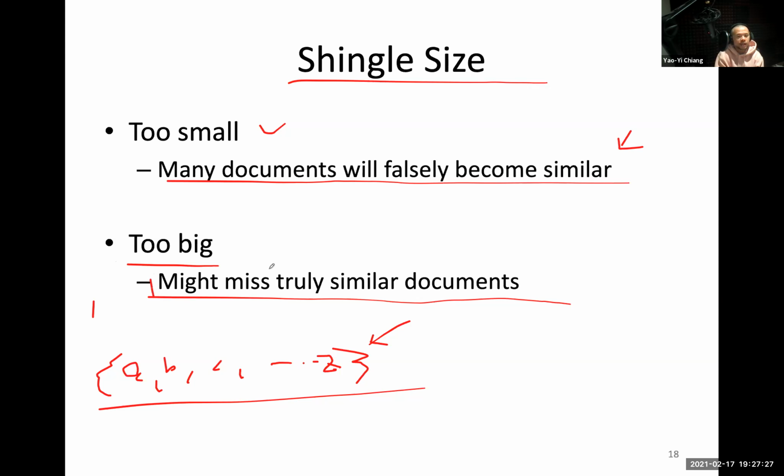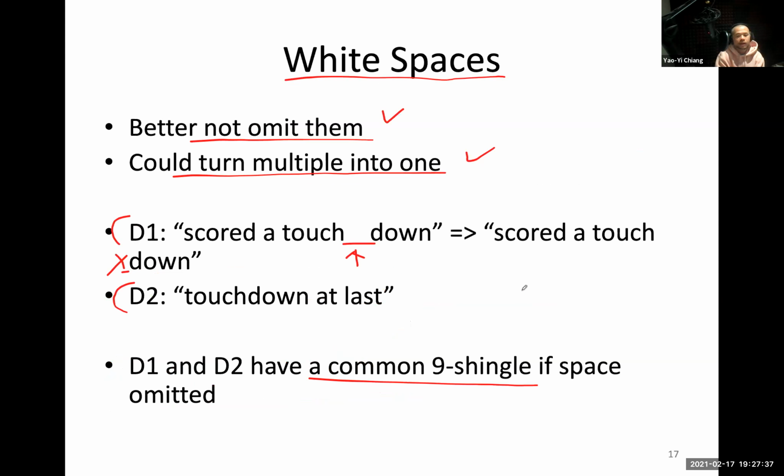This means, like in our previous example, even if you miss one character, the two documents will not be the same. Let's look at here. If you're using a shingle of size 9, then even if you have "touch down" and "touch space down", you will say these two documents are not sharing any shingle, because your shingle size is 9.